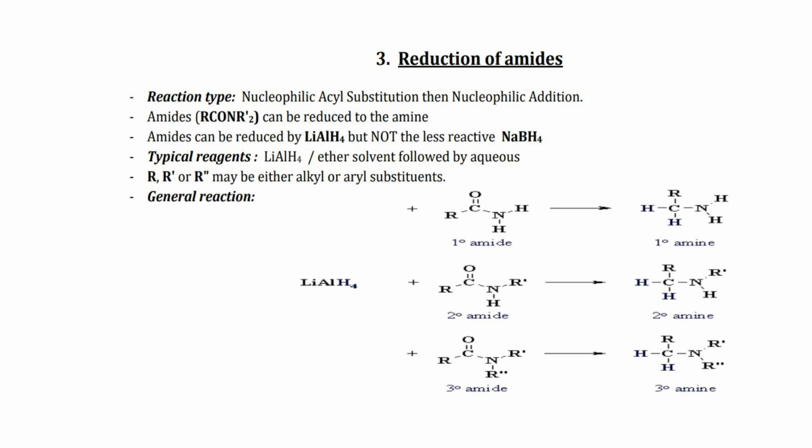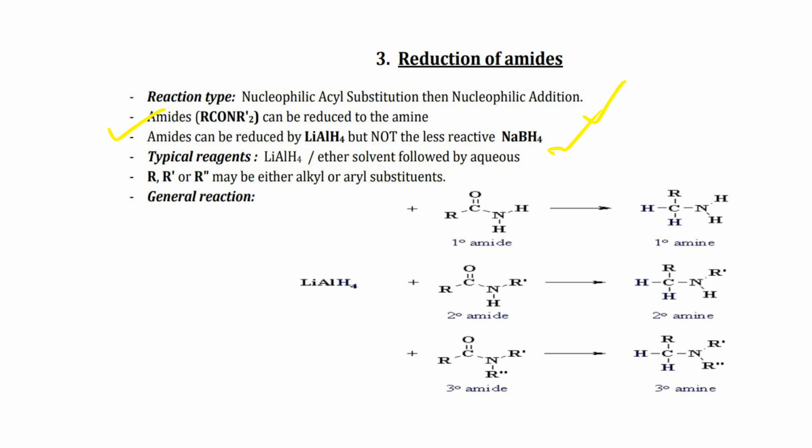Next, reduction of amide. The reaction type is nucleophilic acyl substitution followed by nucleophilic addition. This is the mechanism. This is the amide RCONR2. It can be reduced to amine. This can be done by a reducing agent like lithium aluminum hydride, but not the less reactive NaBH4.